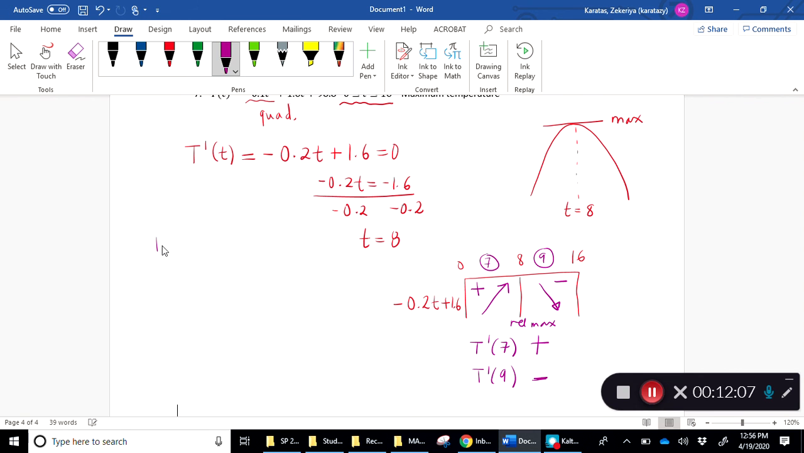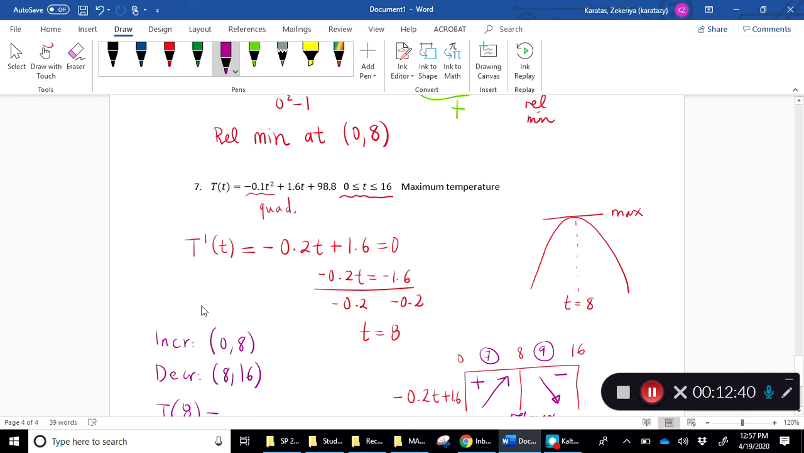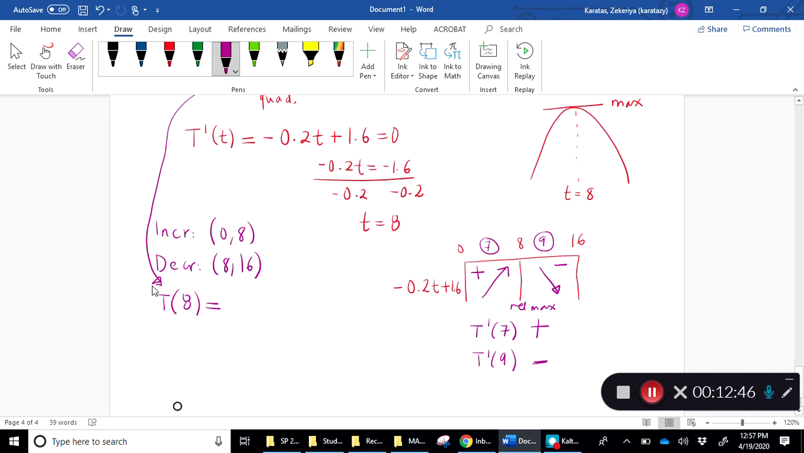If you want to write down the intervals, you can say the increasing interval is (0, 8), because it starts at 0, and the decreasing interval is (8, 16). That shows the increasing and decreasing intervals, and we have a max here. We call it the first derivative test. So now you need to find the value there. T of 8 is what you need, and you plug it into the original function using a calculator. Just keep that in mind: you will be using the actual function.